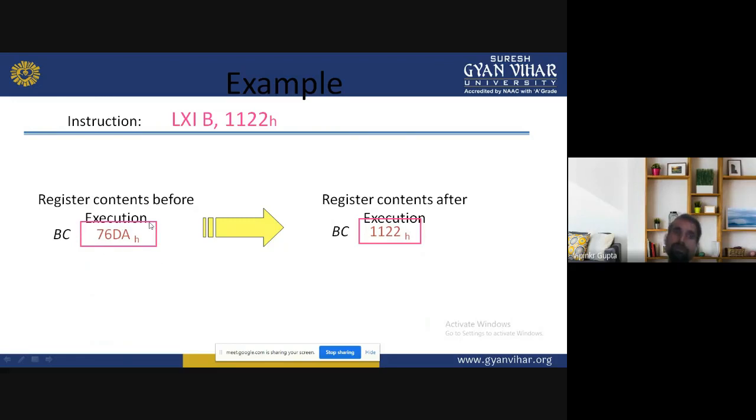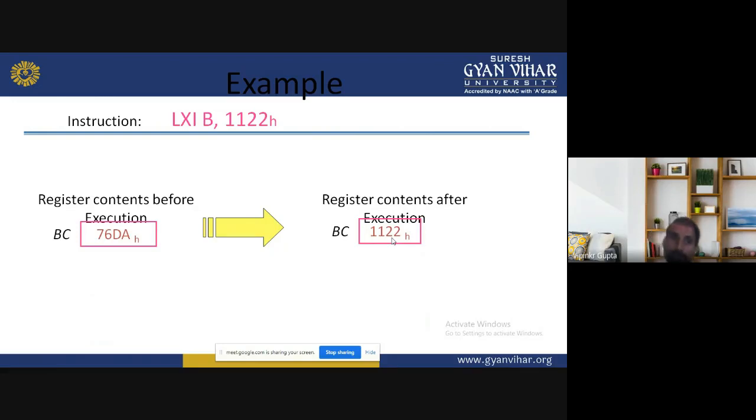So what we are doing, the BC pair is already having the data 76DA. So the data is already given, so that data is replaced by 1122. After the execution of this instruction, that data will be transferred to AL. So what is the addressing mode in this instruction? The data is given, so it is the immediate addressing mode.